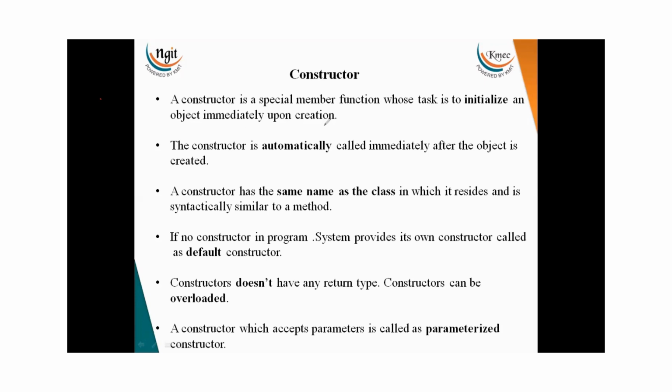So this constructor gets executed automatically whenever we create an object of the class. And constructors are of two types: parameterized constructor and default constructor. A constructor with parameters is called a parameterized constructor. If a constructor in the program doesn't have any parameters, then that is called a default constructor.